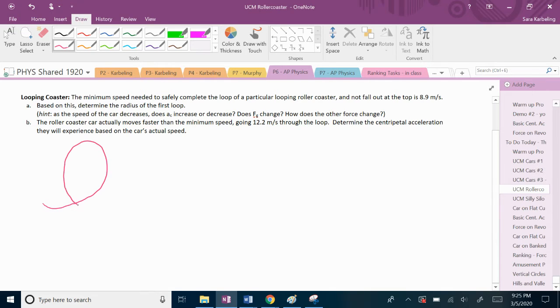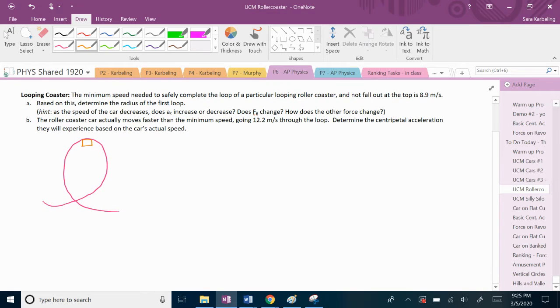So we're going to draw ourselves a loop and put a roller coaster car at the top of the loop, and then draw a free body diagram. What forces are acting? Well, we've got the force of the earth. I'm just going to write these quickly. So we'll just say the force of gravity, and anything else acting.